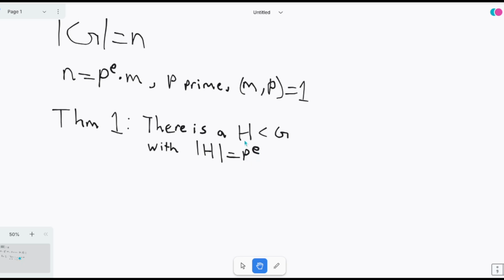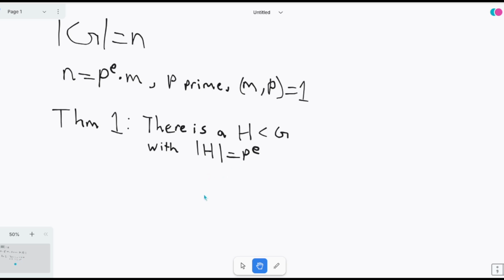So for example, for any group of order 12, if we take p equals 2, then e equals 2 and m equals 3. And if we take p equals 3, then e equals 1 and m equals 4. So any group of order 12 will have a subgroup of order 4 and a subgroup of order 3. And there's no way around this. Any group will have this. So that's already quite restrictive on what the structure of the group can be. Right? And we'll see some examples of this later on.